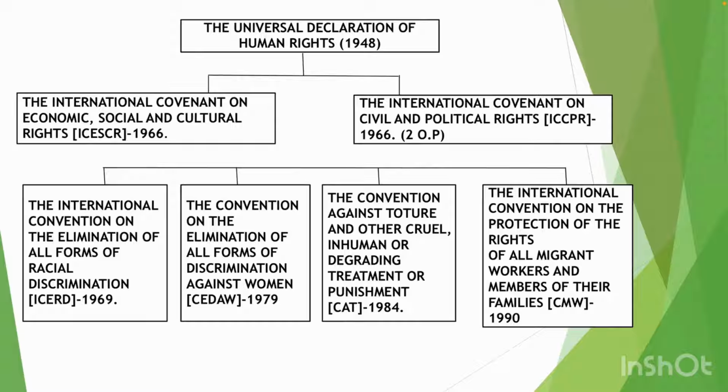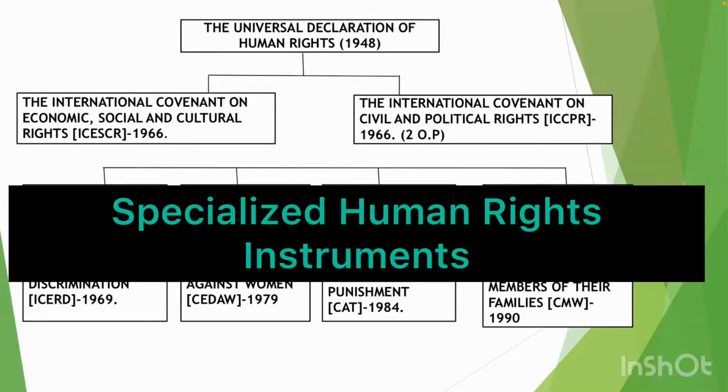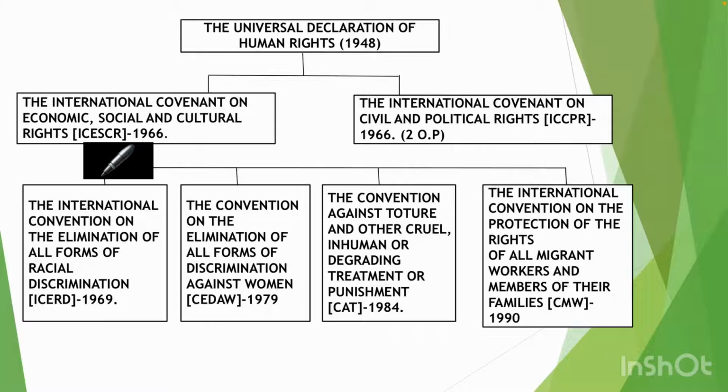So apart from the International Bill of Rights, we also have the specialized instruments. Among the specialized instruments, we have the International Convention on the Elimination of all forms of Racial Discrimination, the Convention on the Elimination of all forms of Discrimination against Women, the Convention against Torture and other Cruel, Inhuman or Degrading Treatment or Punishment. Then we have the International Convention on the Protection of the Rights of all Migrant Workers and Members of their Families. So these are specialized instruments. Why are they called specialized instruments? They deal with specific topics or subjects or groups of people.